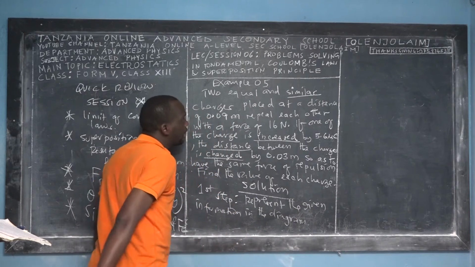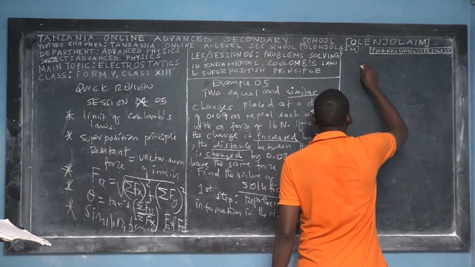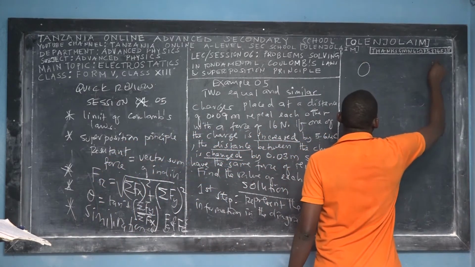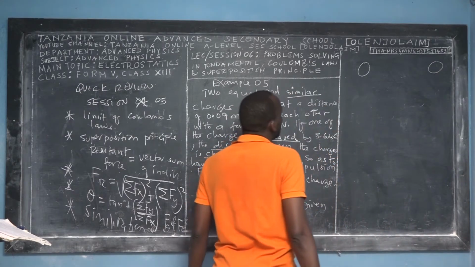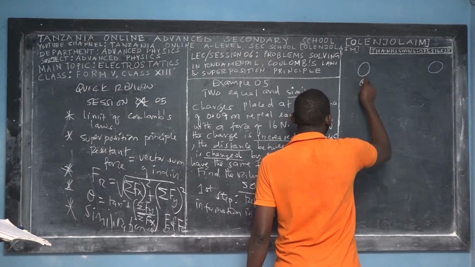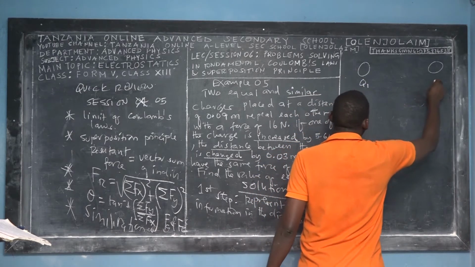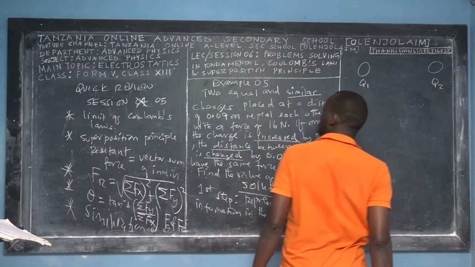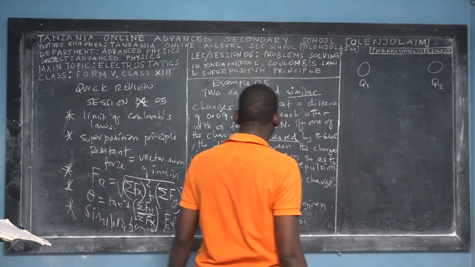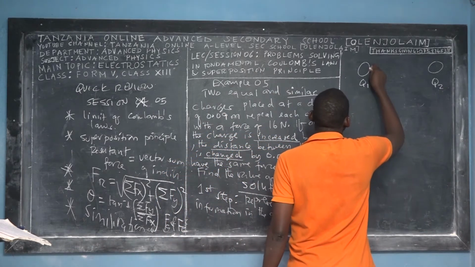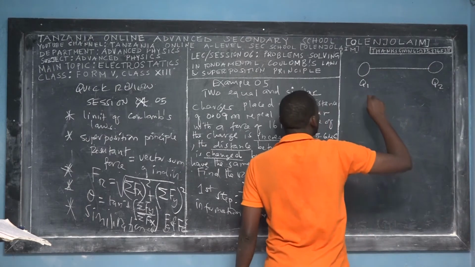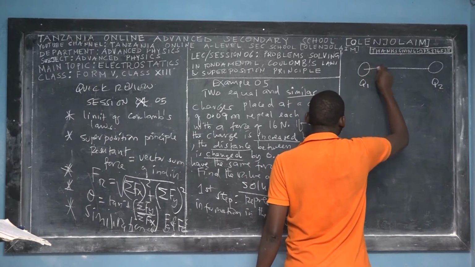In the diagram, how do you present? This is the way that we present. We have 2 equal and similar charges. This one is Q1, and this one is Q2, right? You don't know them, but there are 2 similar charges. Then the distance between them is the distance between the centers of the charges.